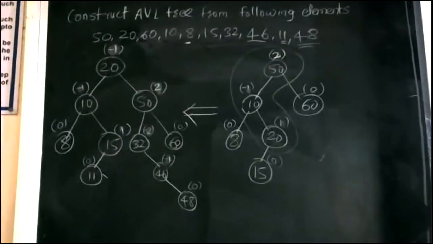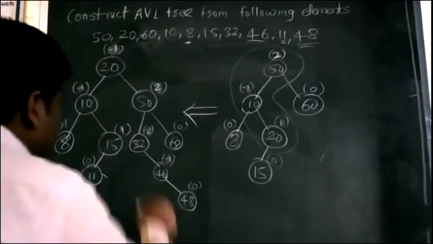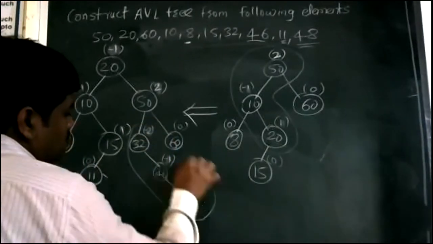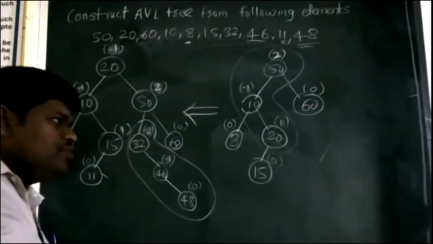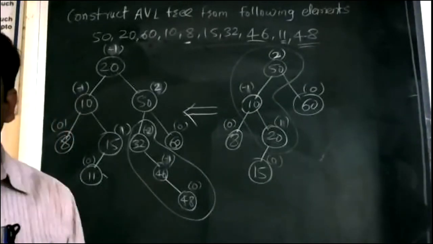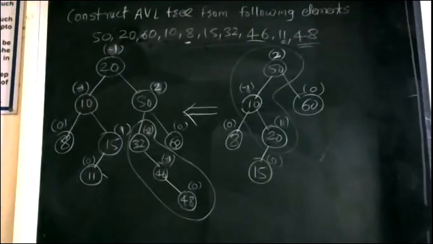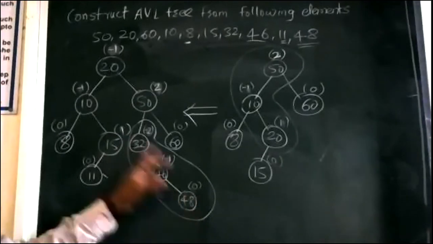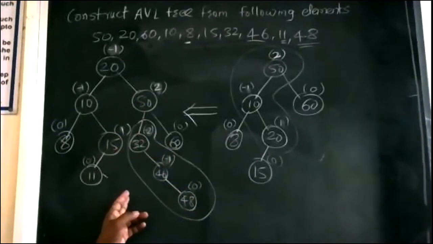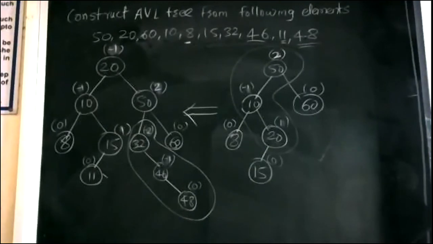So for that purpose, which operation, which rotation do you need to perform? Which is the unbalanced part? This one. Now which rotation do you need to perform here? Left, right? A single left rotation will not work by itself. Can we do a left rotation? Yes, sir. After performing left rotation, what will be the final tree?